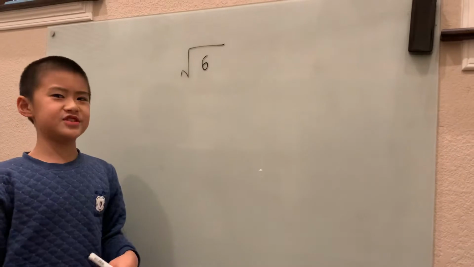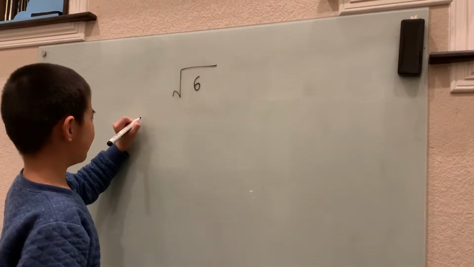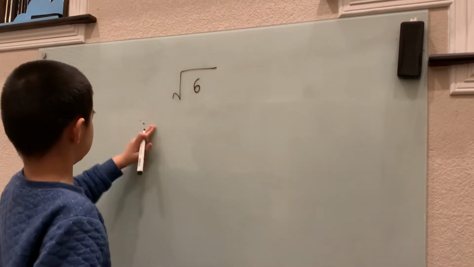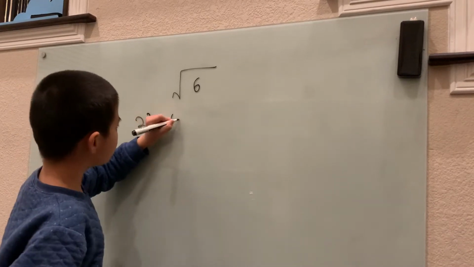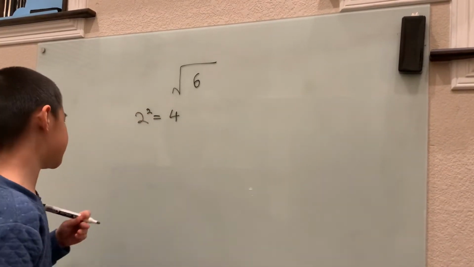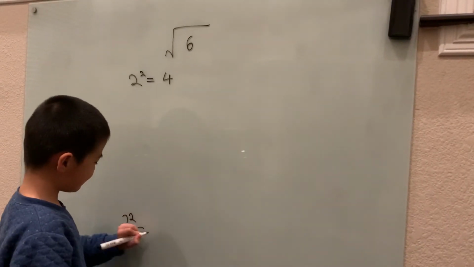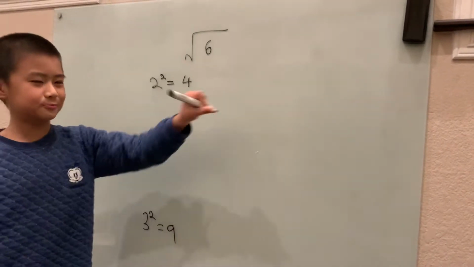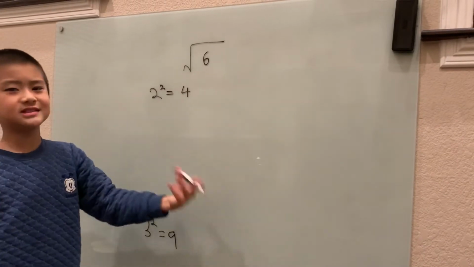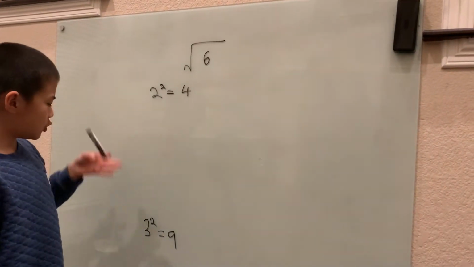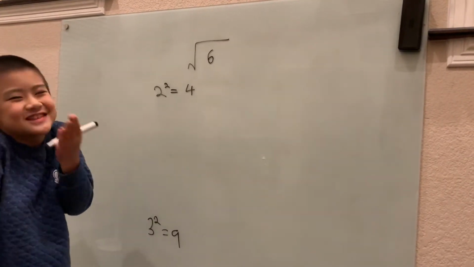But when I tried this problem, I got stuck. First I tried 2 squared, which is 4, and clearly that's 2 less. So then I tried 3 squared, but then I saw that was 9, which is too big. And then I thought, so the square root of 6 has to be between 2 and 3, but there aren't any integers between 2 and 3. So I just gave up.